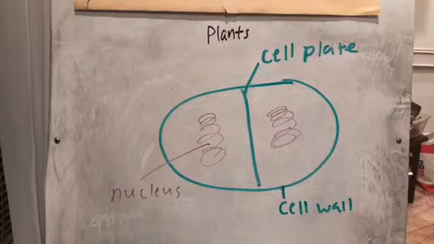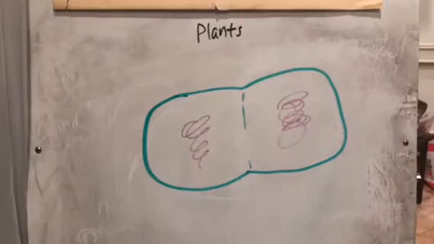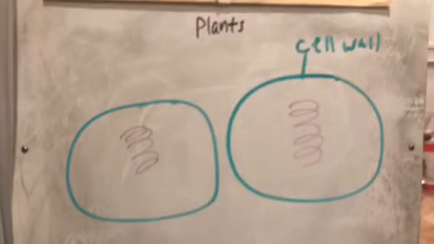In plant cells, since the cell membrane is not flexible and drawn inward because of the cell wall, a cell plate forms halfway between the divided nuclei. It gradually develops into cell membranes that separate the 2 daughter cells.